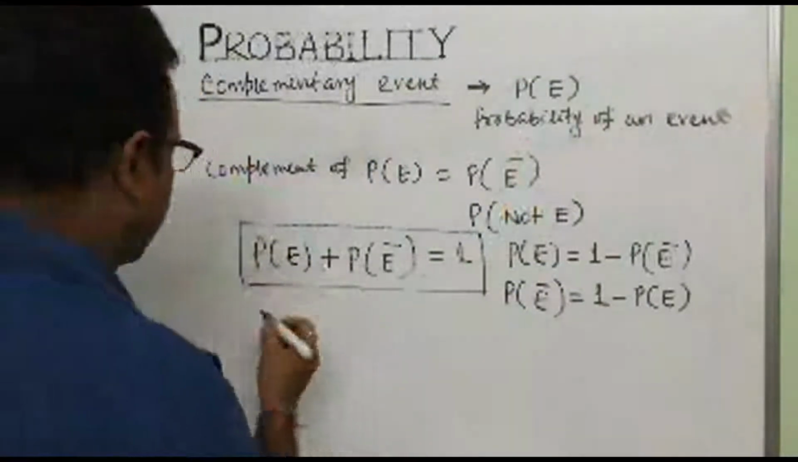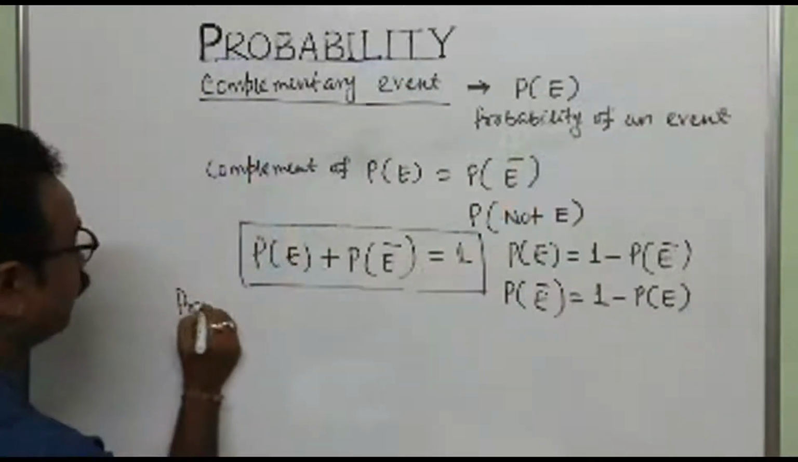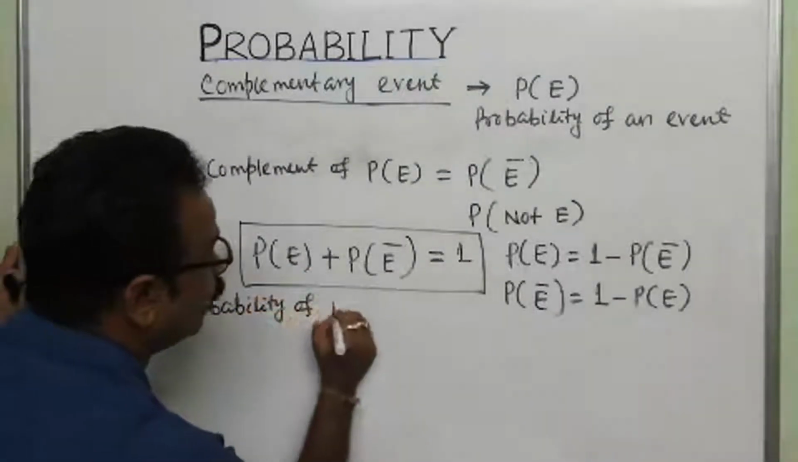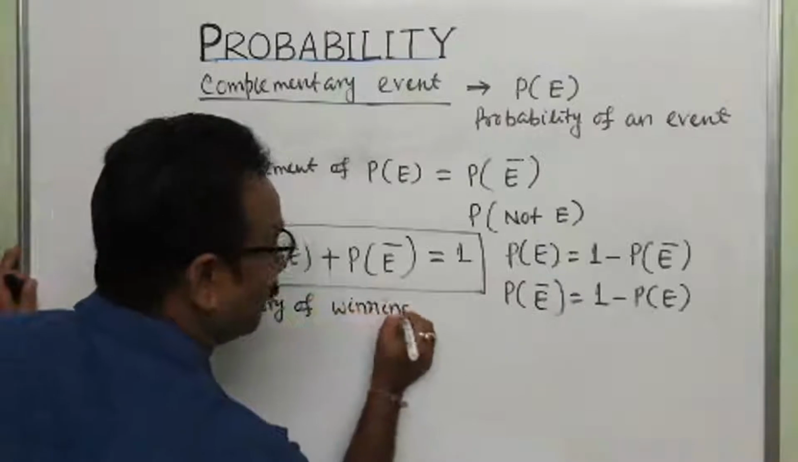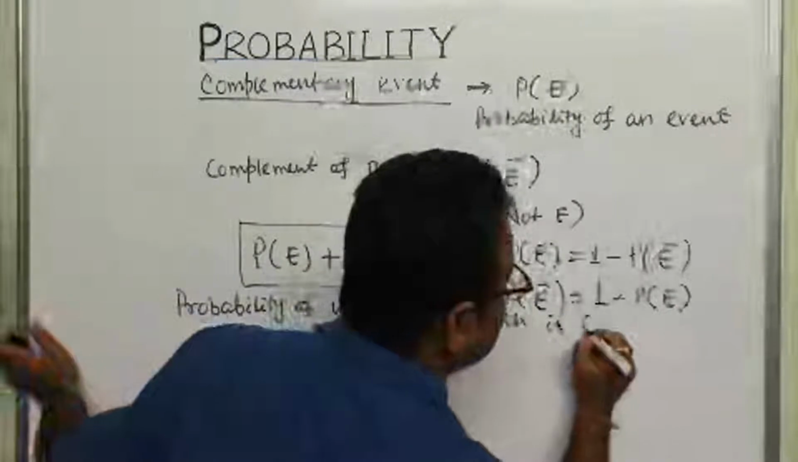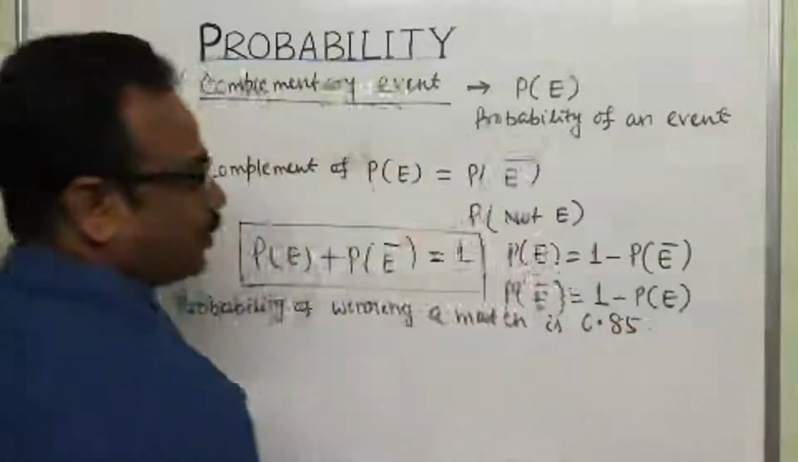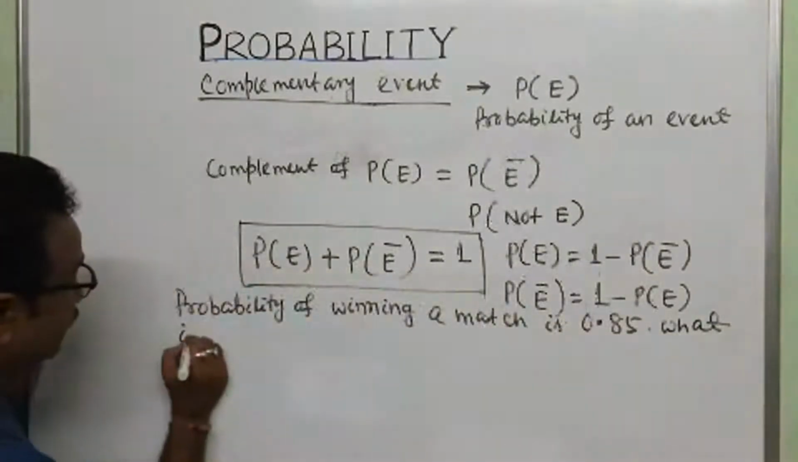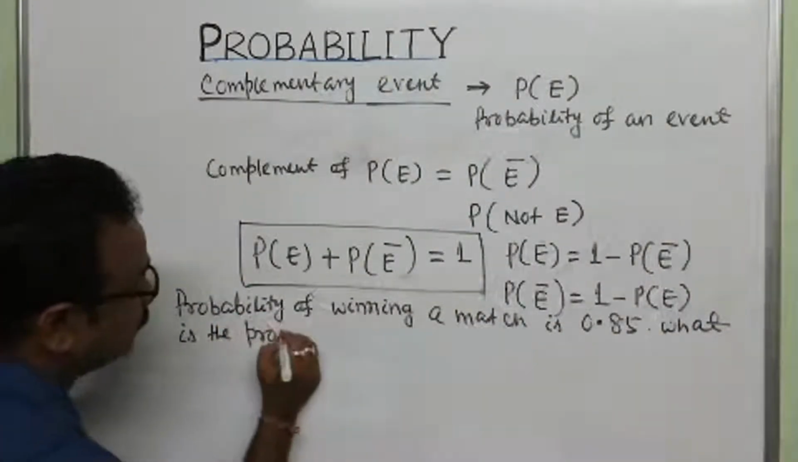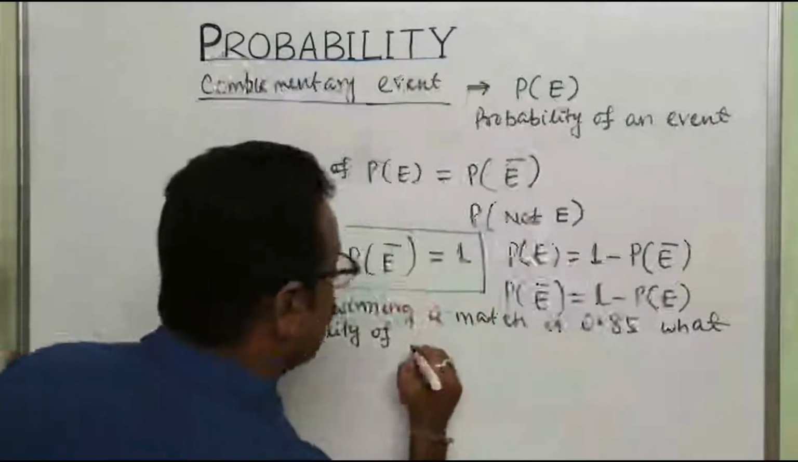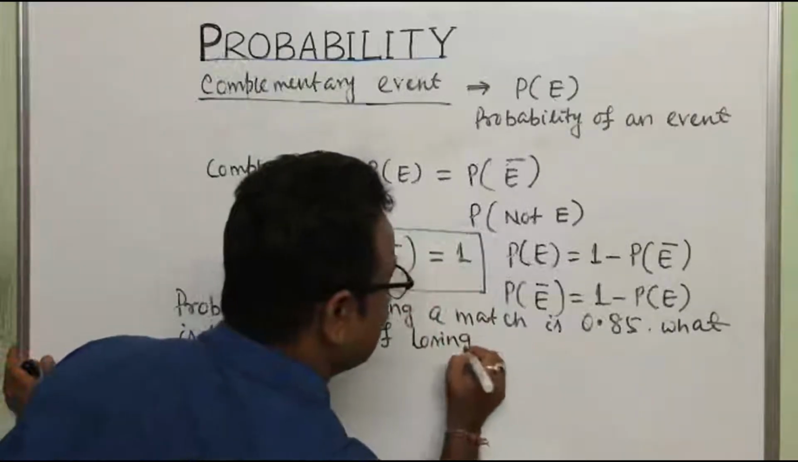Suppose it is given the probability of winning a match is 0.85. What is the probability of losing the match?